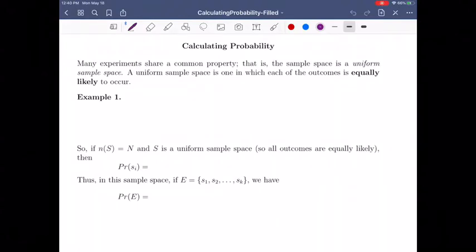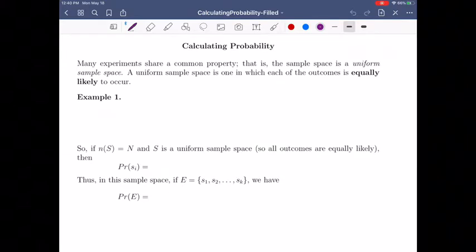In this video, we're going to talk about how to calculate probabilities using counting. Many experiments, especially the ones we were working with in the last video, have a common property: their sample space is what we call uniform. What we mean by a uniform sample space is that every outcome in the sample space has an equal chance of occurring, so they're equally likely. These are the ones we made use of in the last video, where I was relying on your intuition.